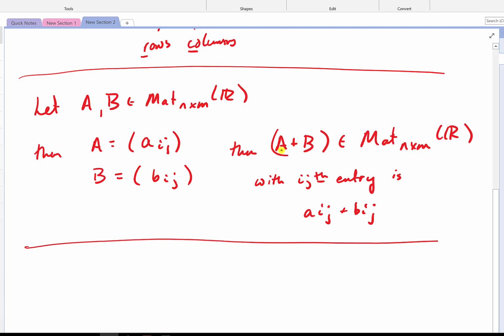So let's just make sure this all makes sense. Where do these two matrices live, A and B? They live in the space of n by m matrices with real valued coefficients.